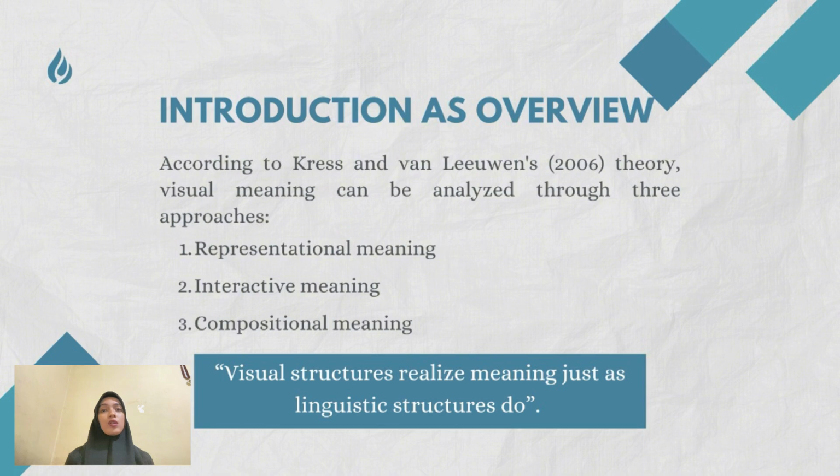We learned that in multimodal communication, meaning is formed through the combination of words, images, colors, and layout. According to Kress and Van Leeuwen's 2009 theory, visual meaning can be analyzed through three approaches. First, representational meaning; second, interactive meaning; and the last, compositional meaning. They said that visual structures realize meaning just as linguistic structures do. This suggests that image and text work together as a whole system of meaning in modern communication.